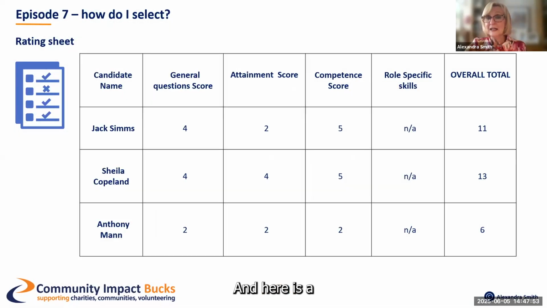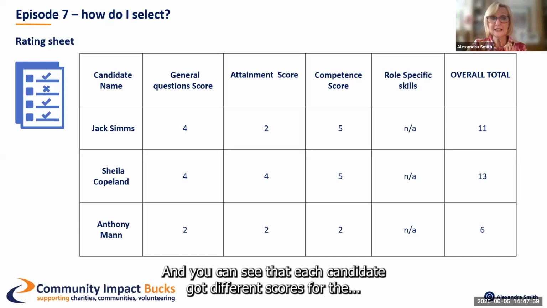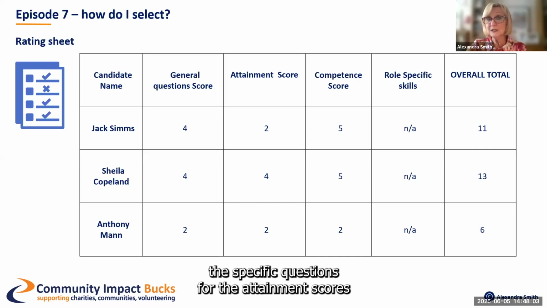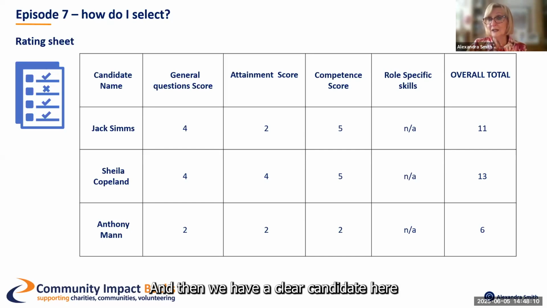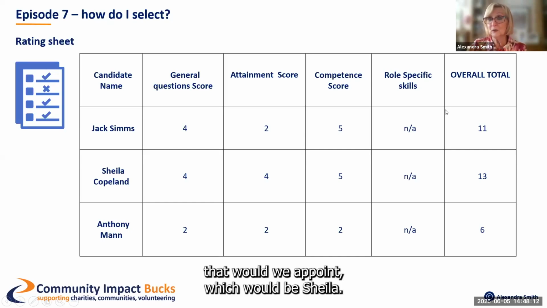And here is a rating scale grid for 3 candidates. And you can see that each candidate got different scores for the specific questions, for the attainment scores, the competence scores, and the general question scores. And then we have a clear candidate here that we would appoint, which would be Sheila.